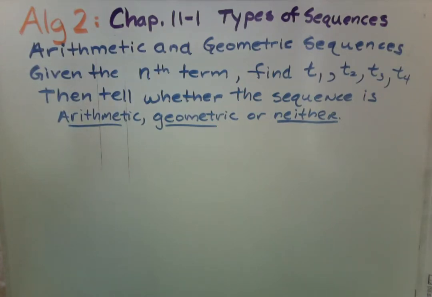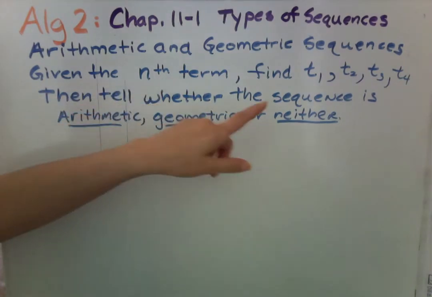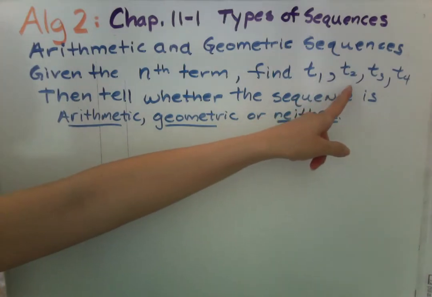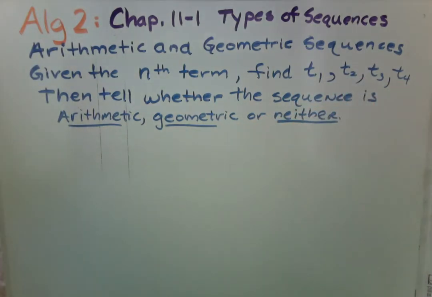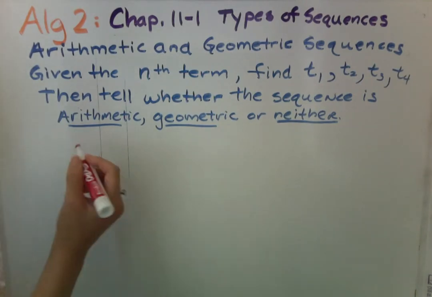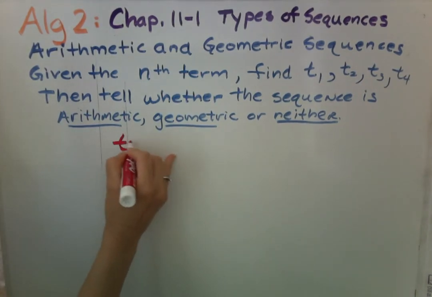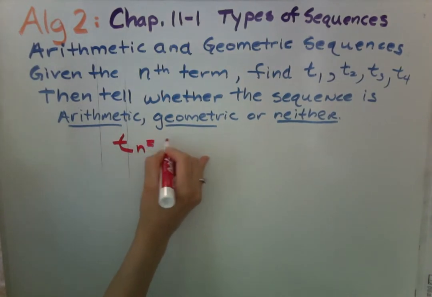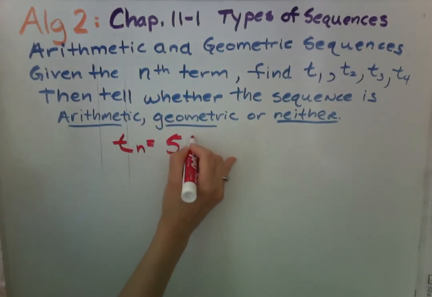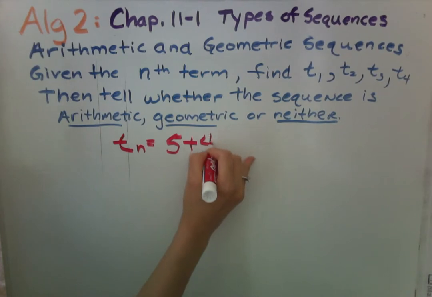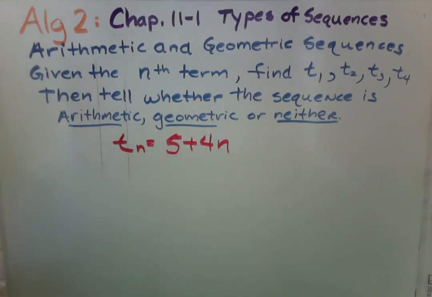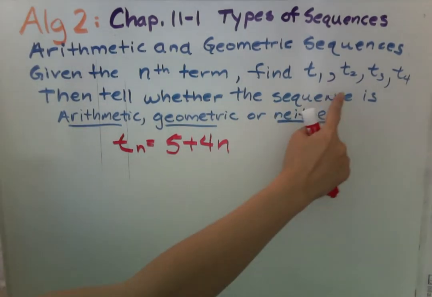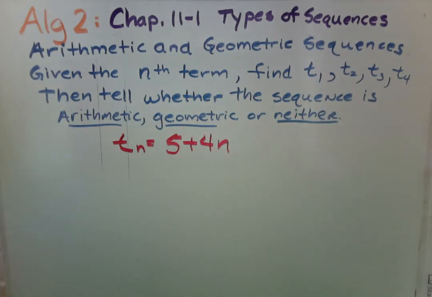Okay, this section is a little bit more confusing because we're learning something called the nth term, and we need to understand what a T1, T2, T3, and T4 are. So in the problem, they're going to give you a question such as Tn equals 5 plus 4n, and they ask you to find T1, T2, T3, T4.